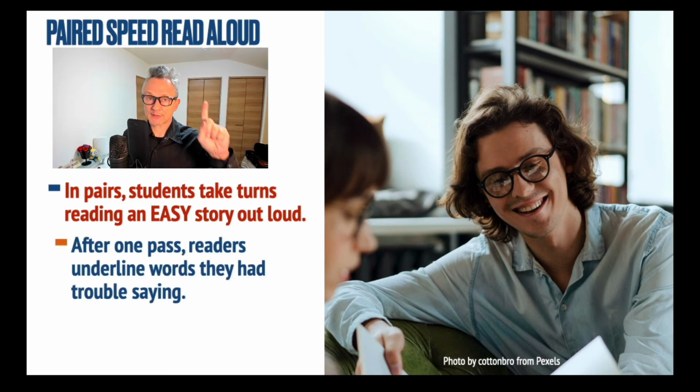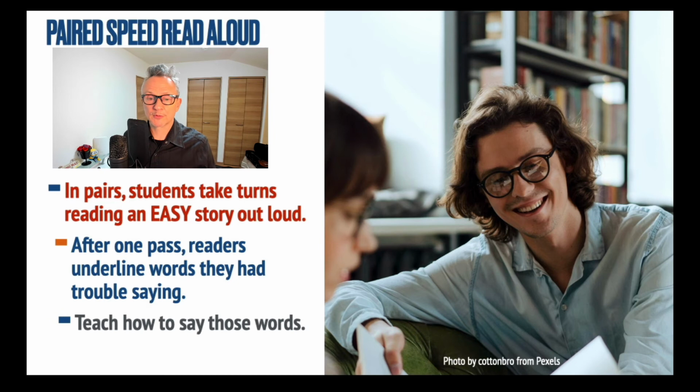After partner A reads for 1 minute, he or she underlines the words that he or she had trouble saying. So the one person reads out loud, one person listens. As they finish after 1 minute, they underline the words they had trouble saying, and then the teacher can go around the room and ask which words were hard, and then they can practice pronouncing them. So it's like they do it in real life, and then they get some feedback like that.